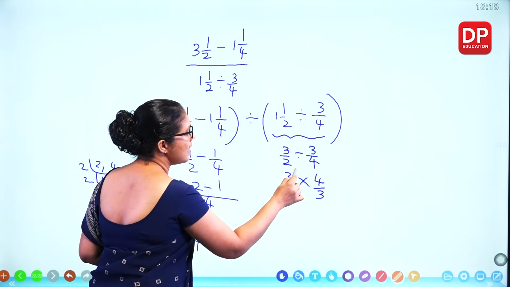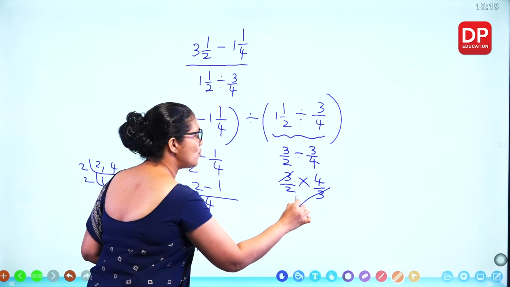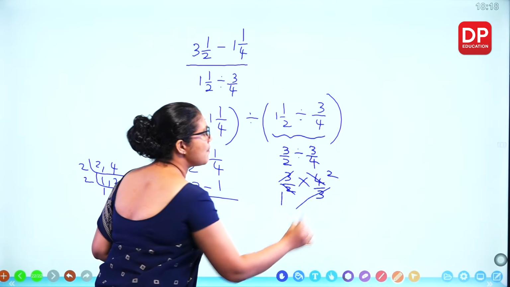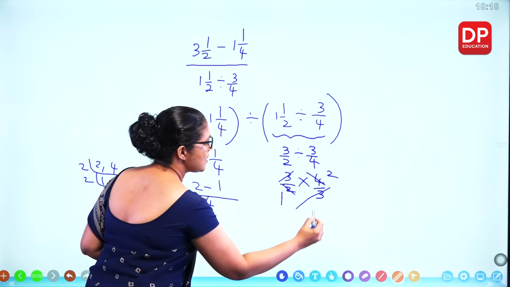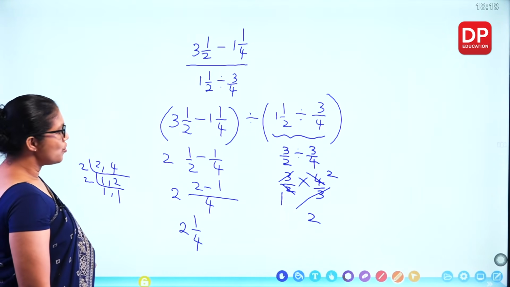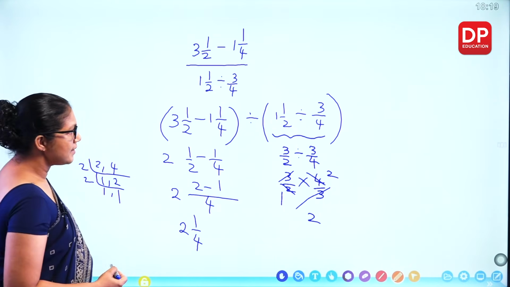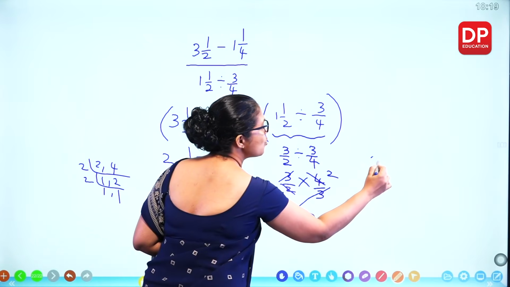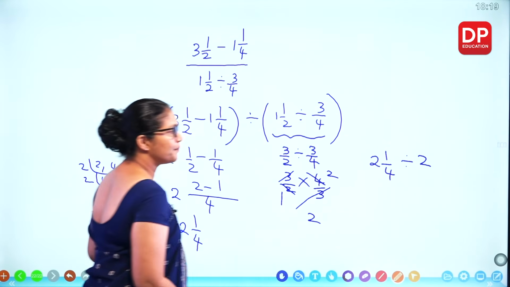Now simplify. I can see 3 get cancelled out and 2, I can write divide by 2, you get 2 here. So what's the answer there? You get 1 times 2, 2. 1 times 1 is 1. So you get 2 for the second part. So I can rewrite this question as 2 1/4 divide by 2.